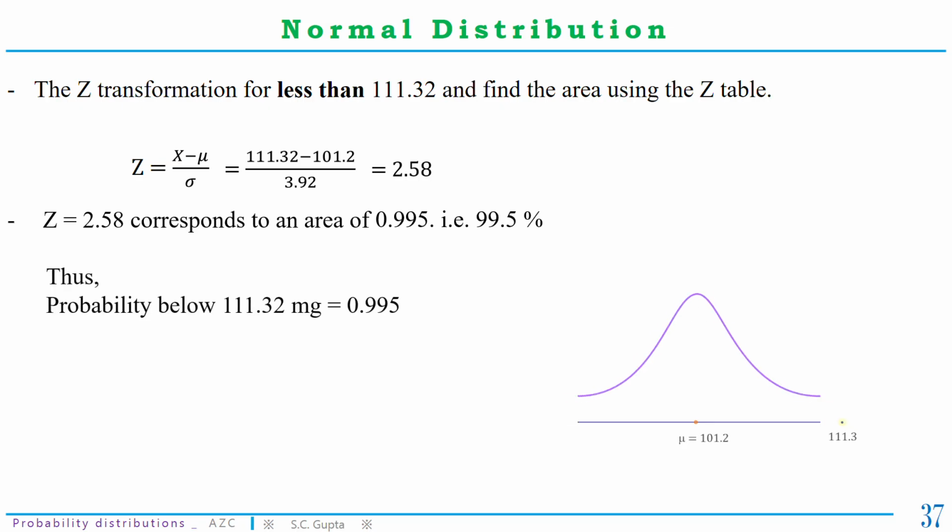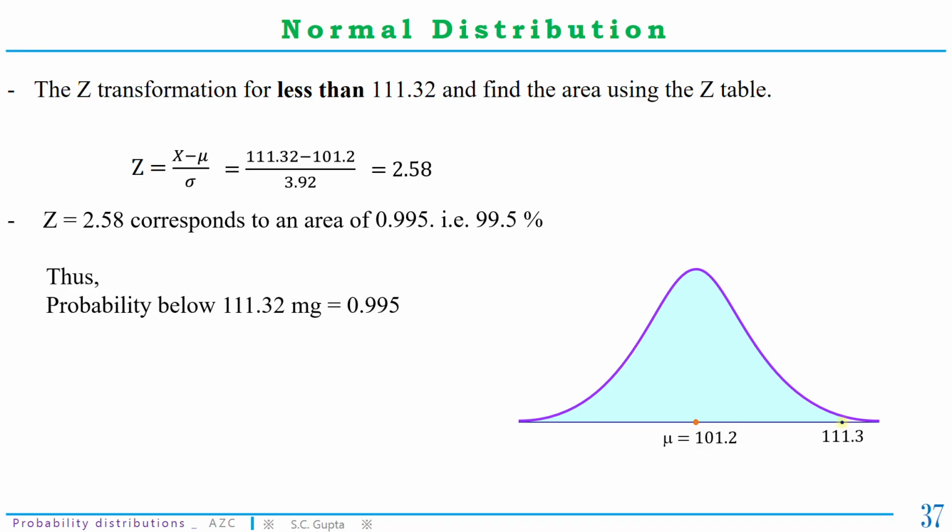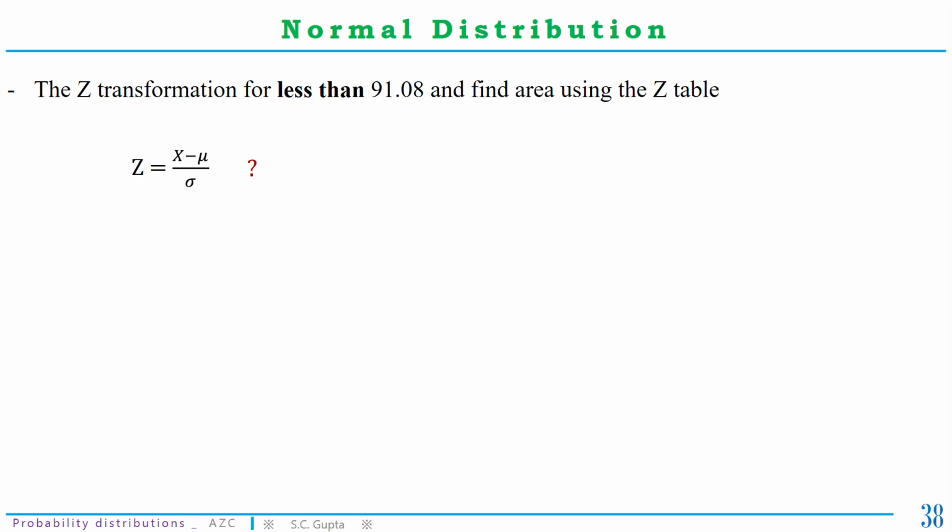Thus, probability below 111.32 milligrams is 0.995. The area below 111.32 is represented with cyan color in this plot. Now, perform the Z transformation for less than 91.08 and find area using the Z table.